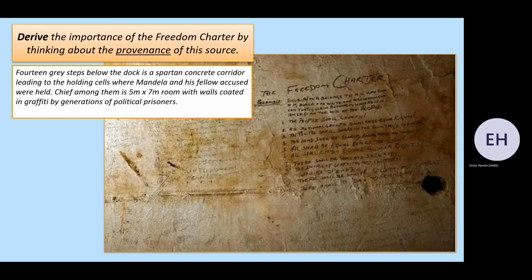The fact that this is not the only thing that gets written on this wall, but actually the walls are coated in graffiti by generations of political prisoners. Our conversation would denote the fact that the Freedom Charter was integral to the movement of these people who opposed apartheid.